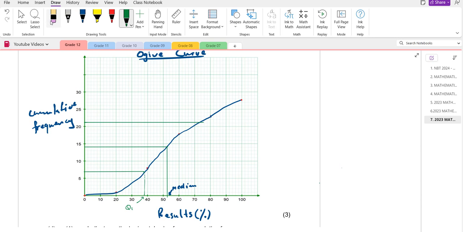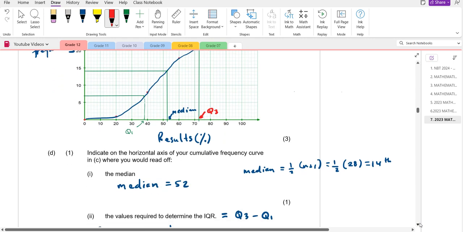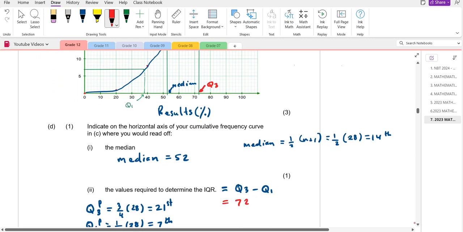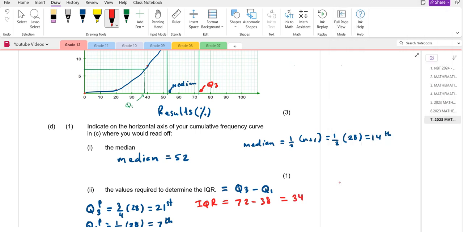So let's take this excess part out and come down from here. I can see I'm getting a line which is approximately 72. So 72 is my Q3. So 72 minus 38. What is 72 minus 38? I'm getting 34 as my IQR.